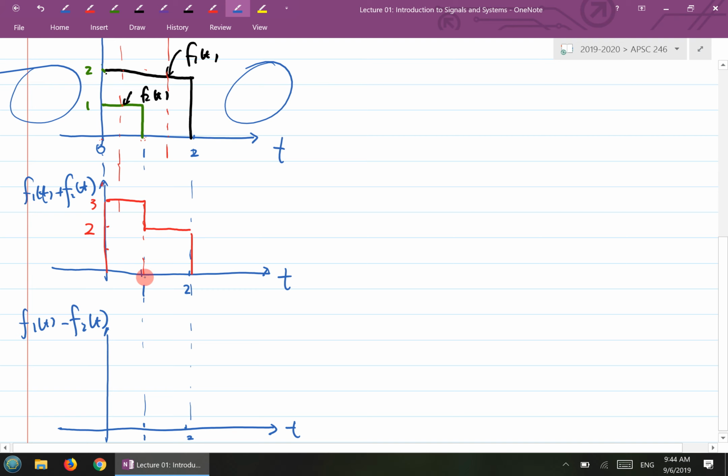Between 0 and 1, I'm using 2 minus 1, which gives me 1. So that's between 0 and 1. Of course, outside it, it's all 0. Between 1 and 2, I'm using 2 minus 0, which is 2. So that actually goes up to 2 and back to 0. Okay. So the stair reversed, right?